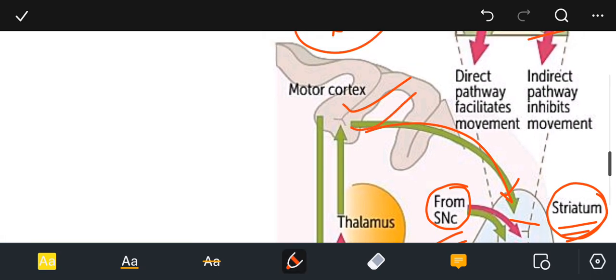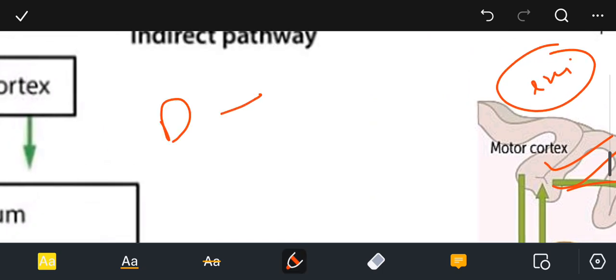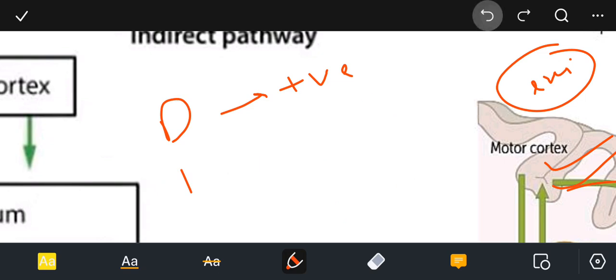So the summary of it is that direct pathway is stimulatory, it is always stimulatory, while the indirect pathway is inhibitory when it is not affected by the substantia nigra, and it is also stimulatory when it is affected by the substantia nigra pars compacta. I hope I could clarify the concept, and the rest of the concept will be clarified in the further discussion.